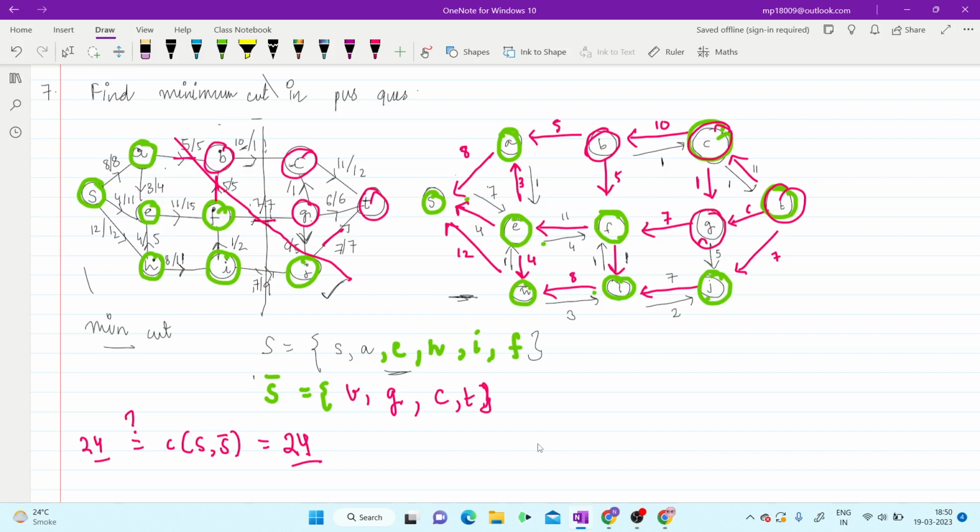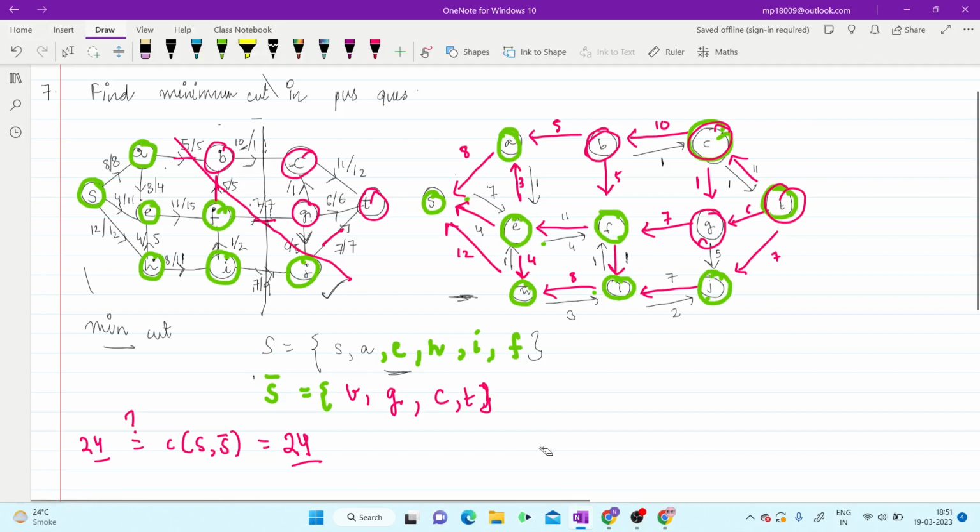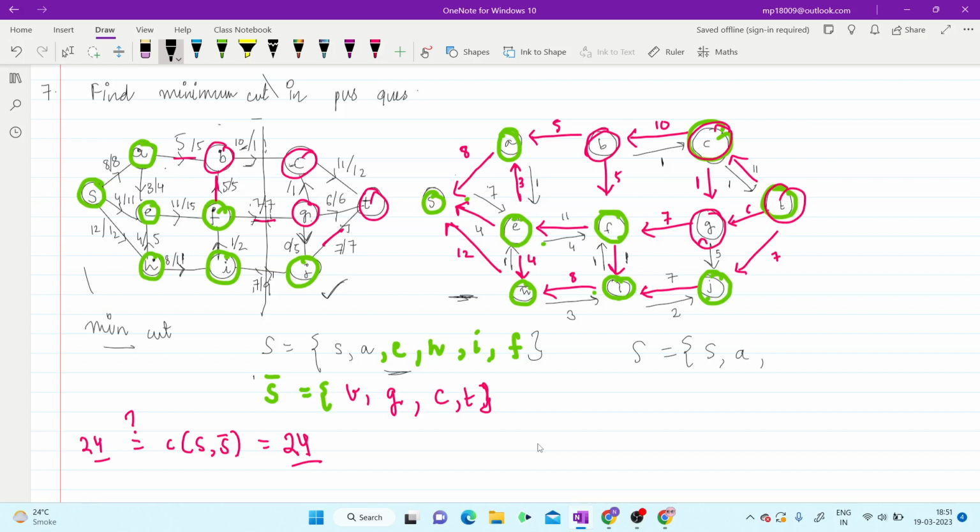But can we take that B also in that first set? Let's see if we can do that. It's not connected to S, right? Yes, it is not connected to S. You are right, but let's see if we consider this cut. So the other suggestion is that we take our S to be S, A, E, H, I, F and B also, right? So if we make this also green, now our cut is this.